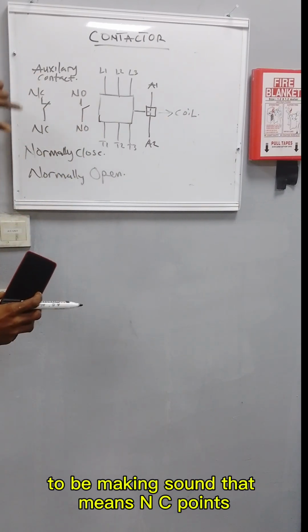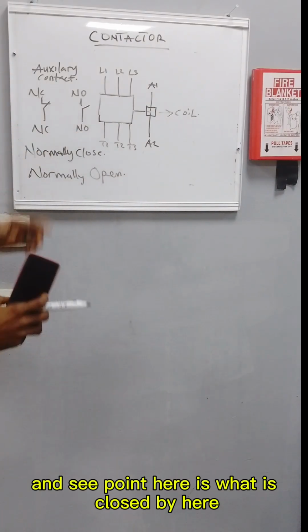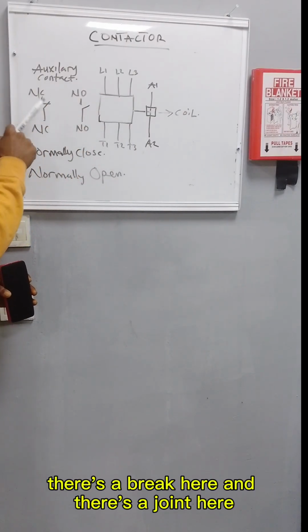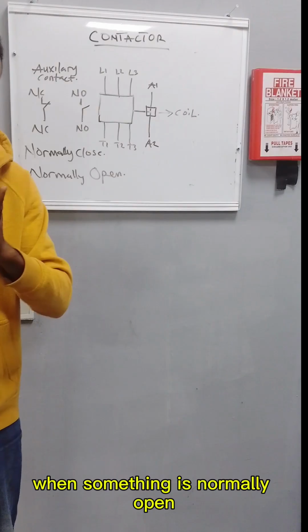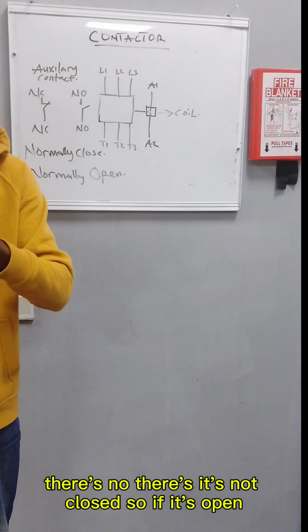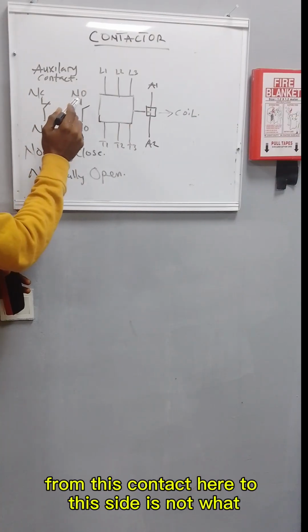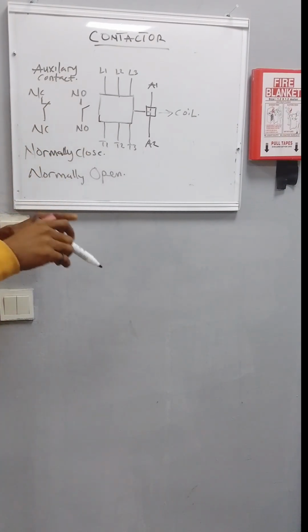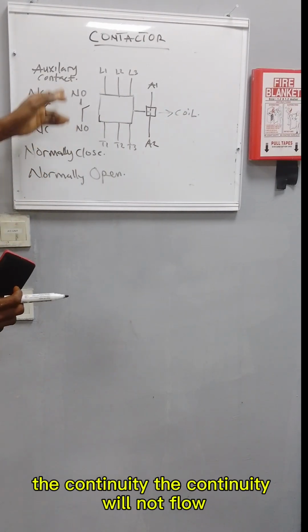That means the NC point here is closed. While here you can see the symbol, there's a break here and there's a joint here. That means NO means normally open. When something is normally open, it's open, it's not closed. So the continuity from this contact to this side is not reading. If you use your multimeter to check, continuity will not flow.